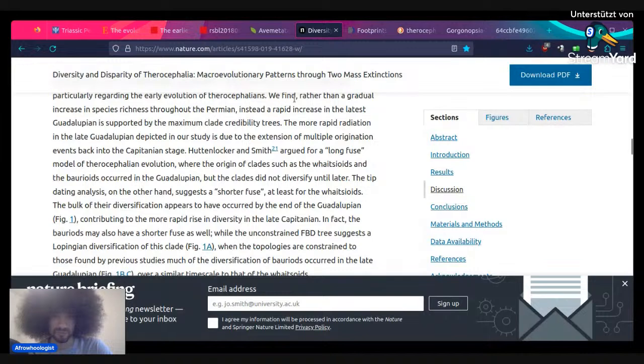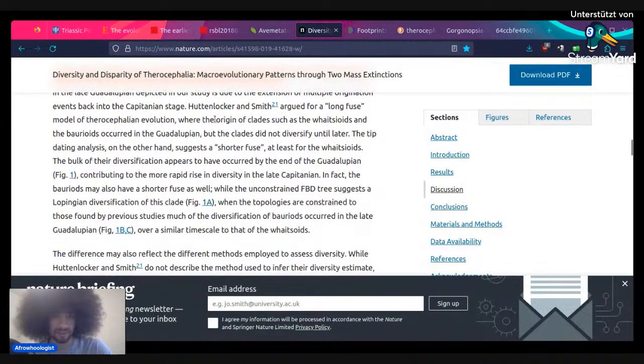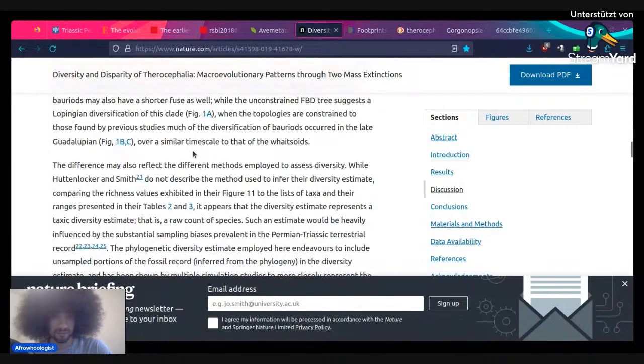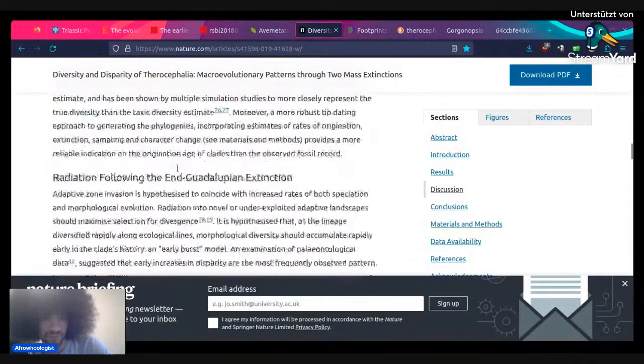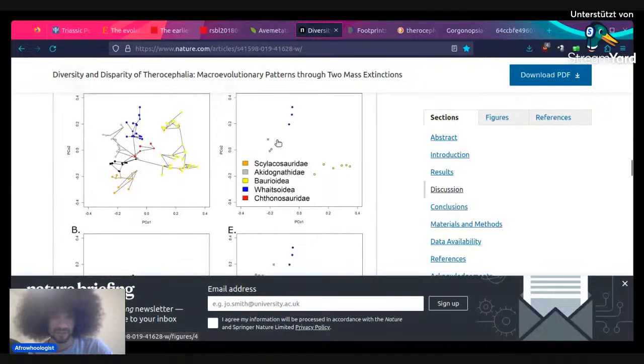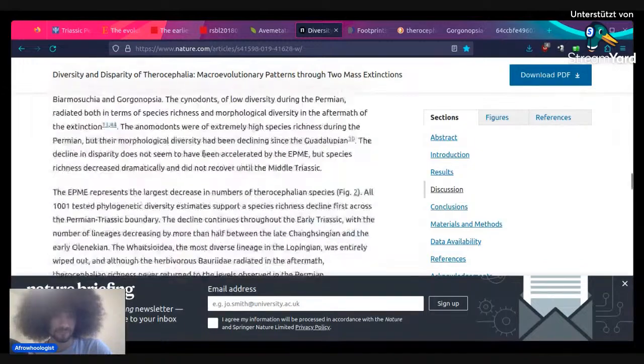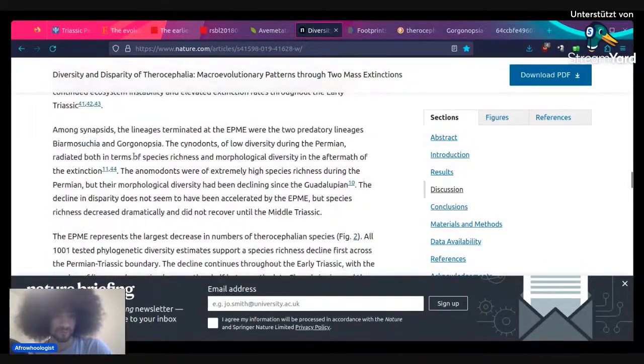We don't know. We find rather than a gradual increase in species richness throughout the Permian, instead a rapid increase in the latest Guadalupean. What's going on here? What's the actual scoop on this? We see all of these different clades, all these different lineages. Where was it?